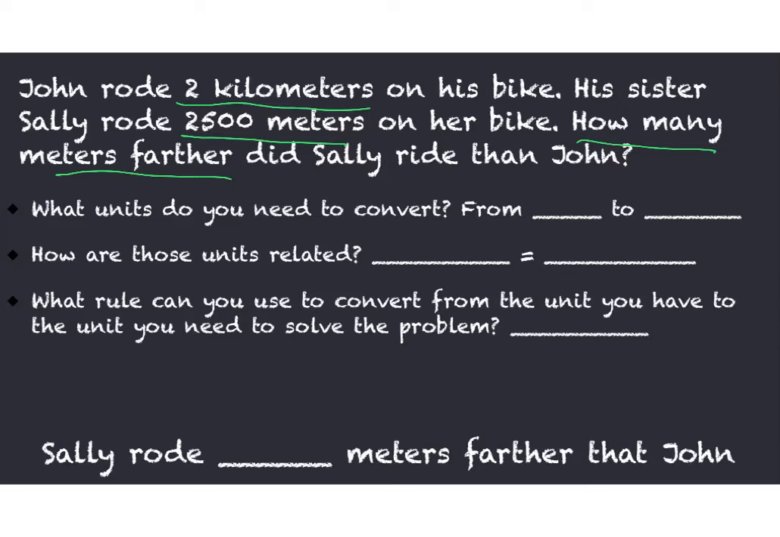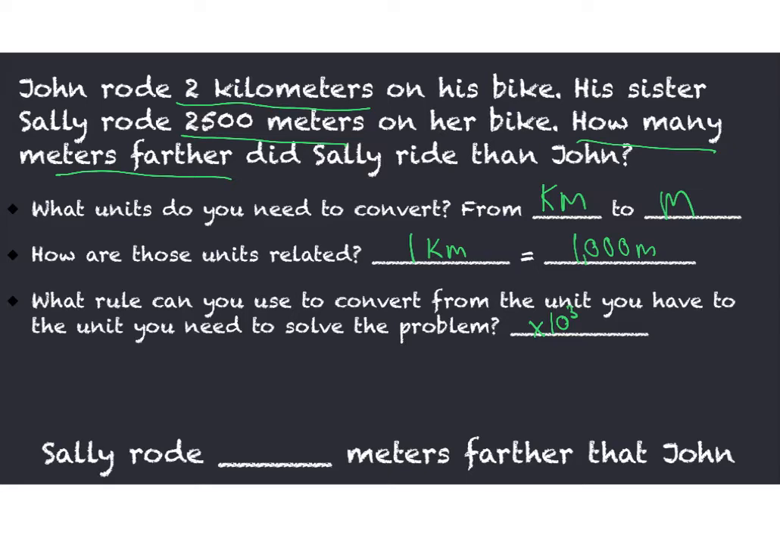So we are going to need to give our answer in meters, so we need to convert from kilometers to meters. How are those two units related? Well, I know that 1 kilometer is equal to 1,000 meters. So what rule can we use to convert from the unit that we have to the unit that we need to solve the problem? When we're going from 1 to 1,000, we're going to multiply by 10 to the power of 3.